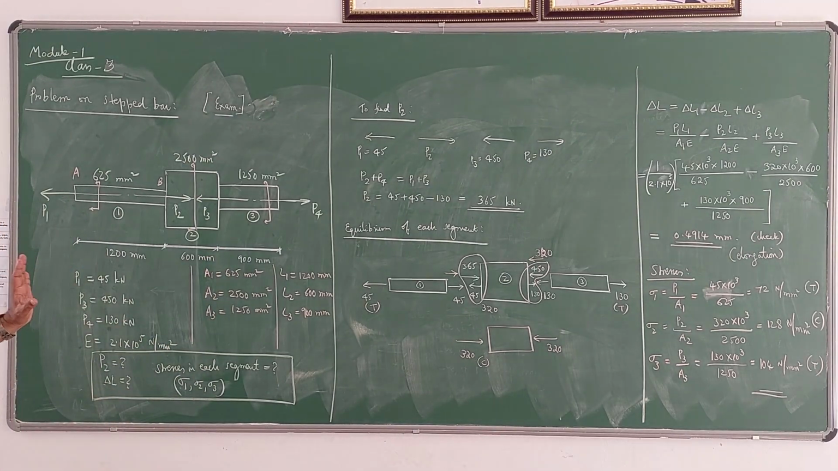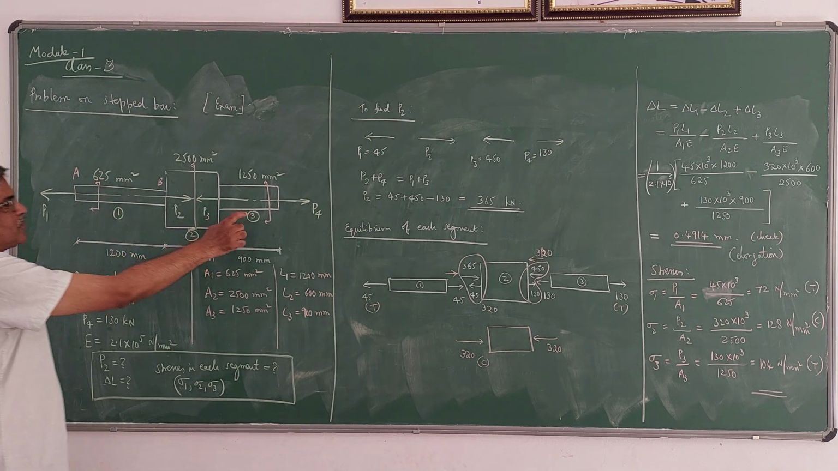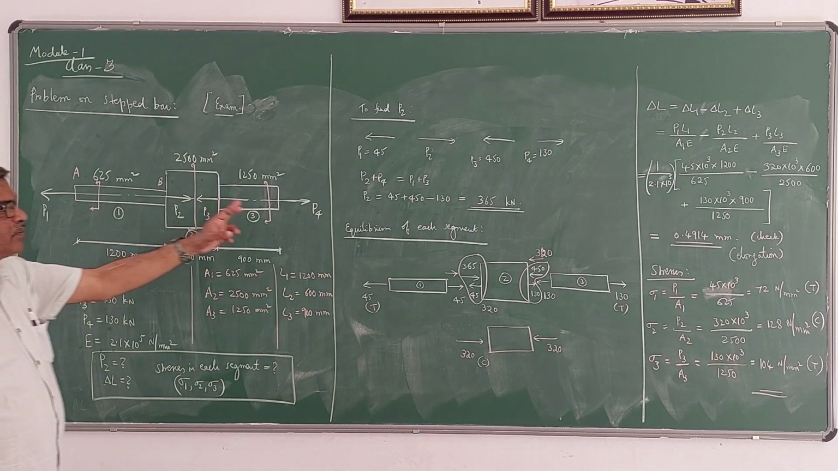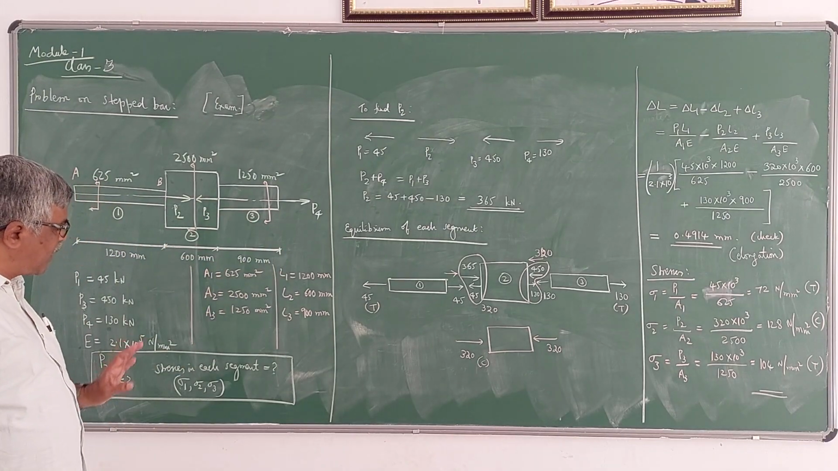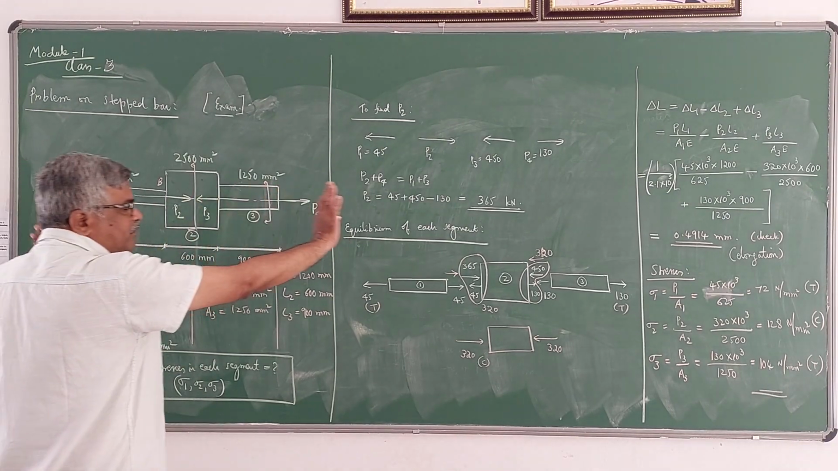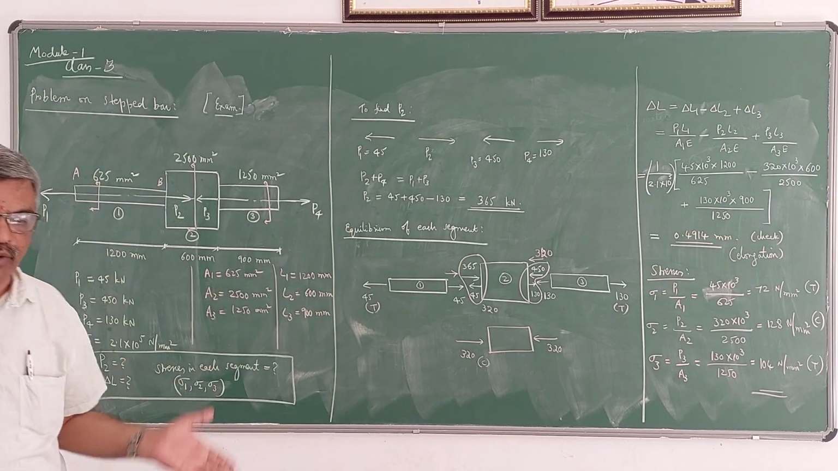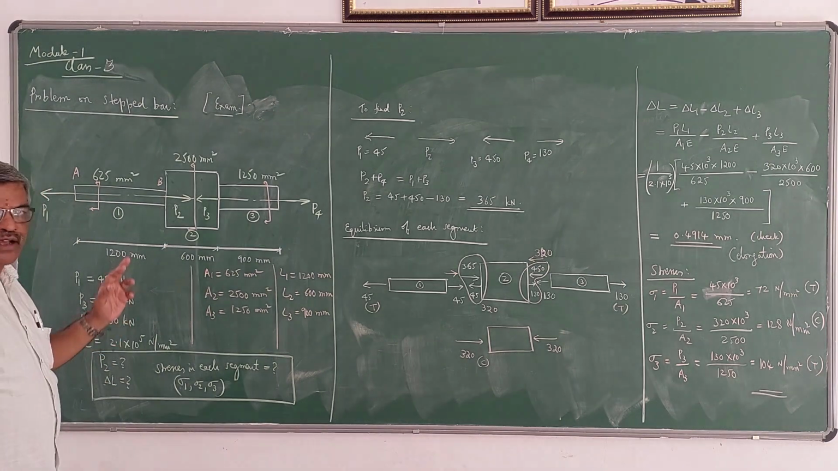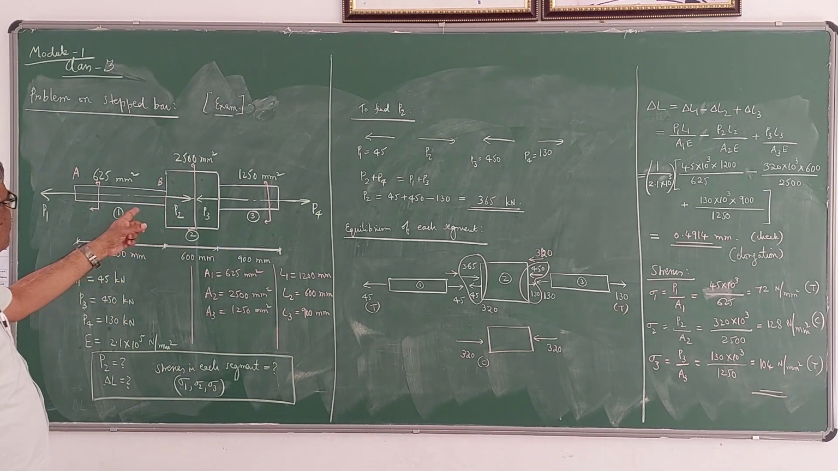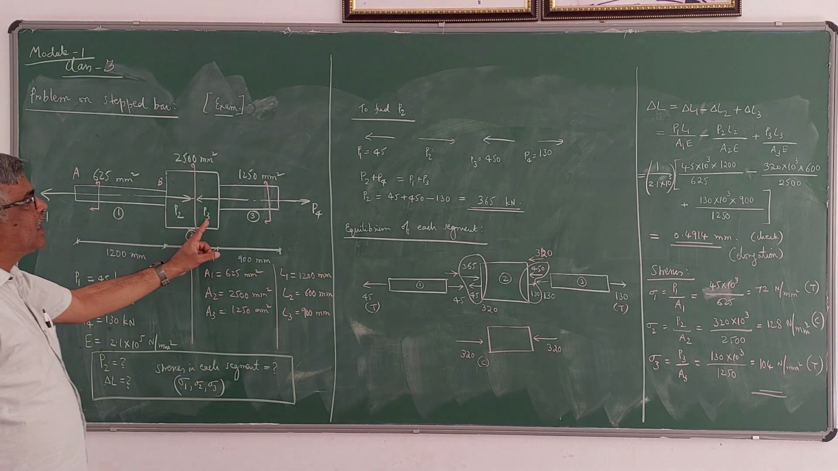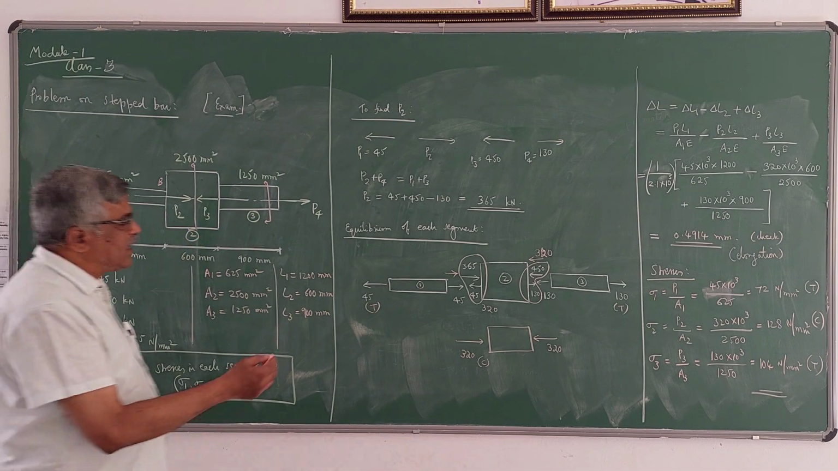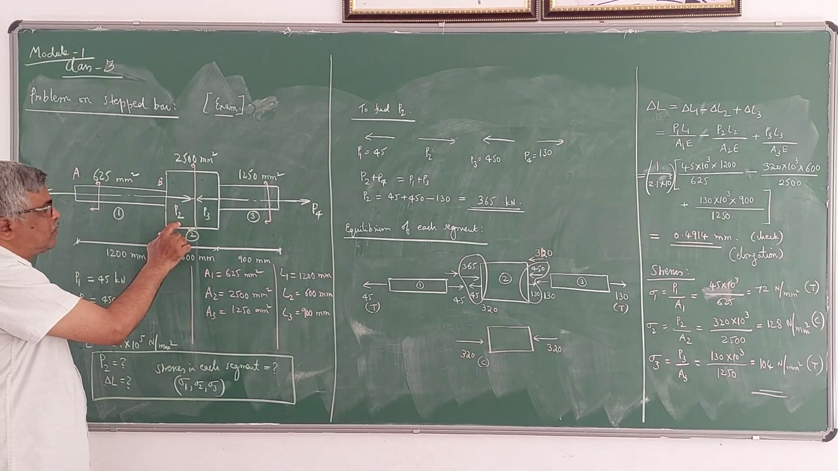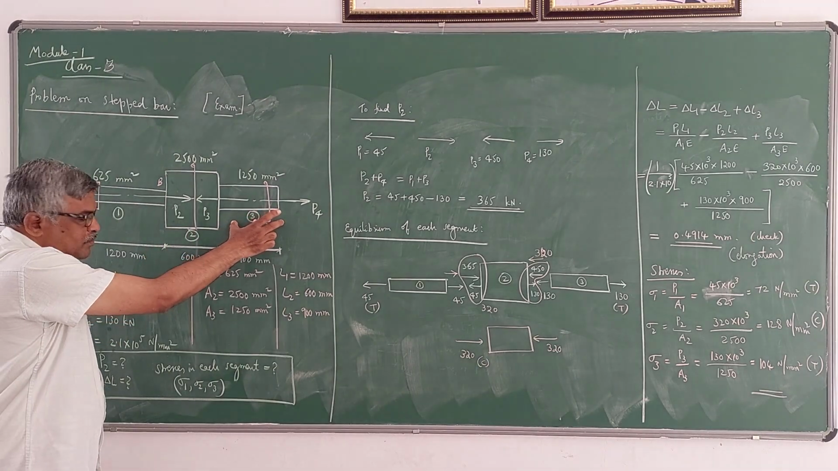So the question here is, he has given the areas of these 3 segments, the lengths of these 3 segments, and the forces acting on them. We have to find the total elongation or contraction of the bar, delta L, for the entire stepped bar. As I already told, delta L consists of delta L1, delta L2 and delta L3. Delta L1 is the deformation in this bar, delta L2 is the deformation in this portion, and delta L3 is the deformation in this portion.